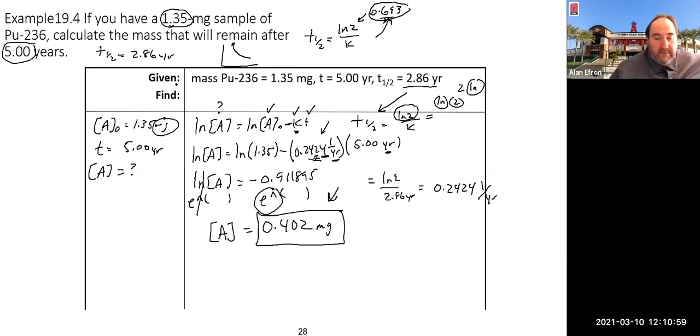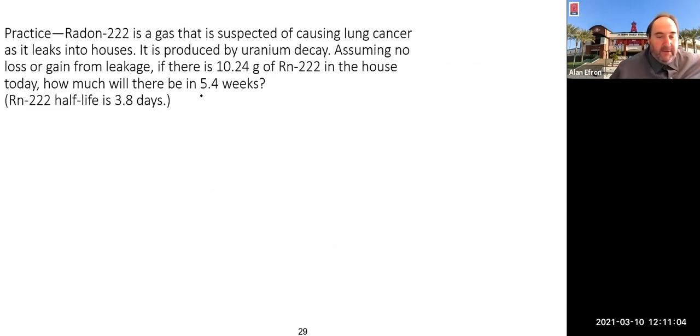Okay, let's try another one so we can test our calculators and see how we do. All right, so give this one a go. We've got Radon 222. It's produced, and if there's 10.24 grams of it in the house today, how much will be there in 5.4 weeks if the half-life is 3.8 days? So take a couple minutes there and see what you come up with.